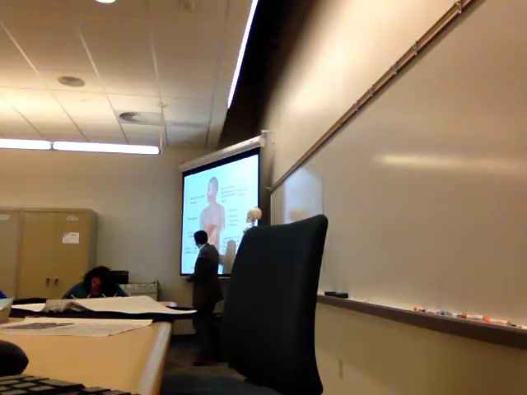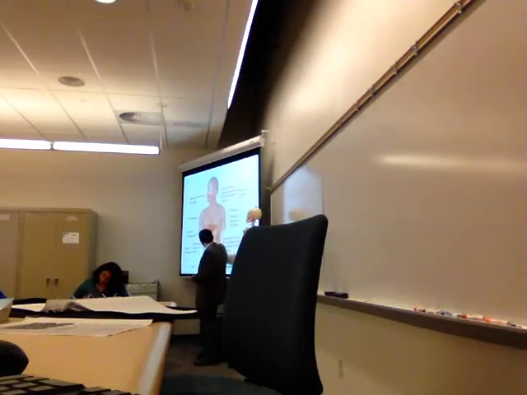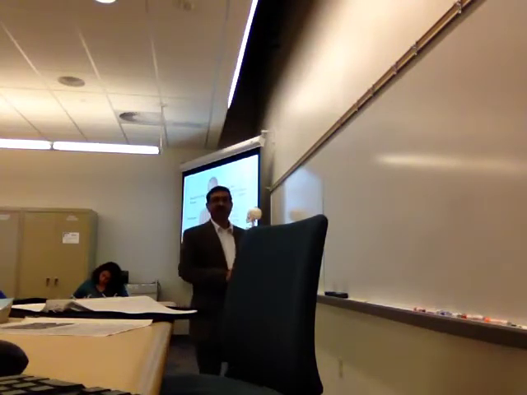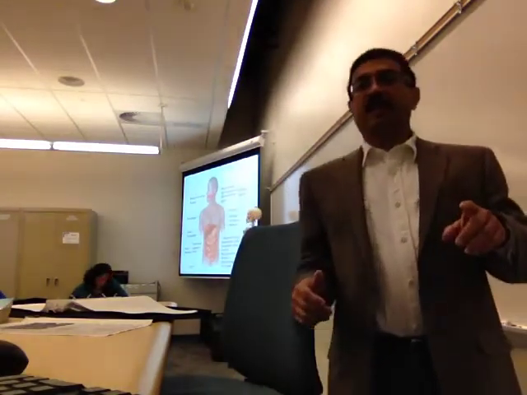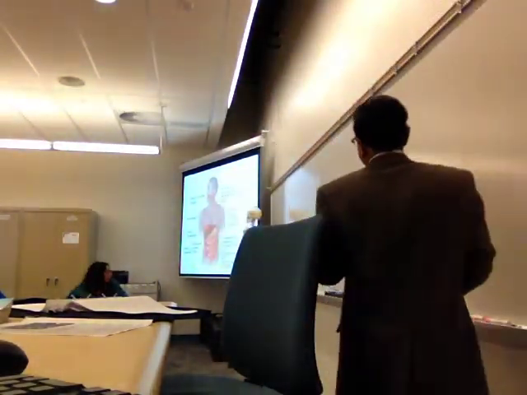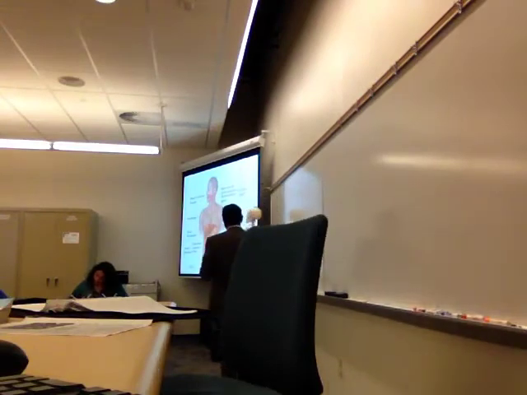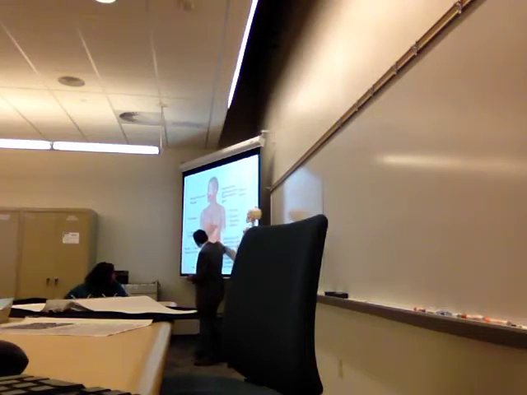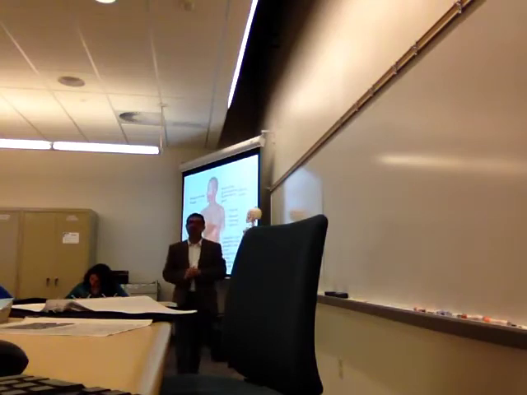Ascending colon going up, transverse colon, descending colon, then sigmoid colon, cecum, anal canal, and anus. So those are the parts of the large intestine. The first part of the large intestine is called the cecum, a very small part, then the ascending colon, transverse colon, descending colon, sigmoid colon, then rectum, anal canal, and anus. So those are the parts of the large intestine.